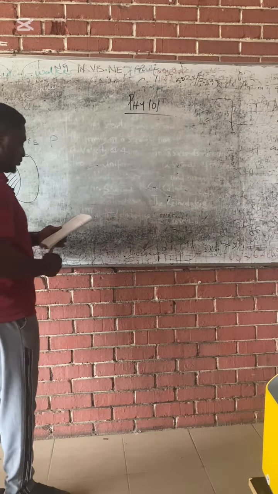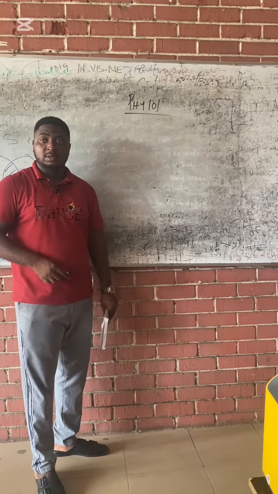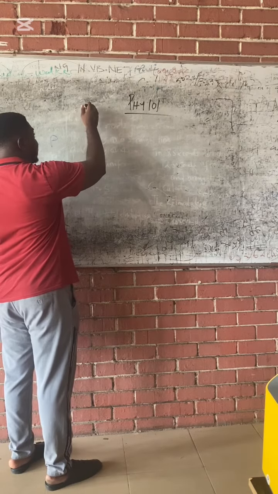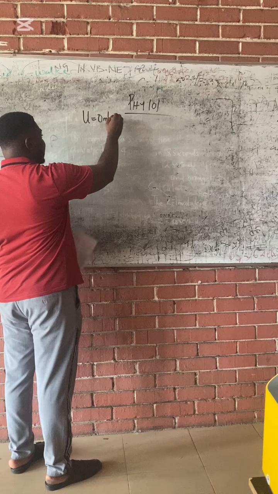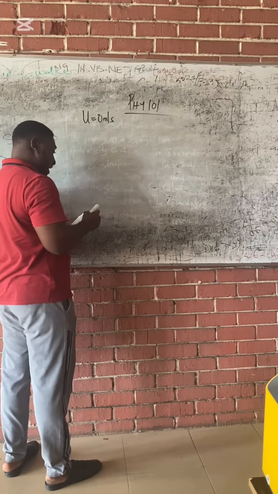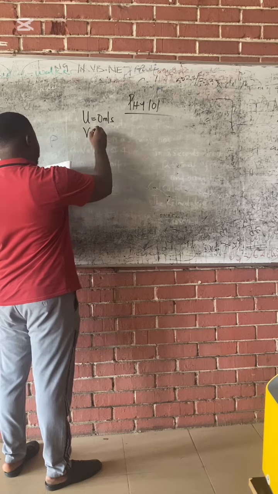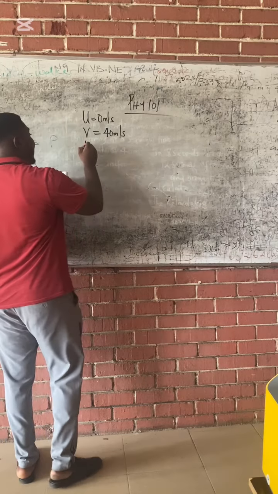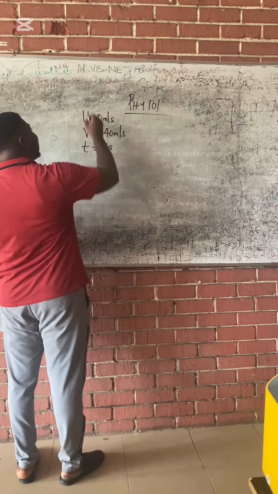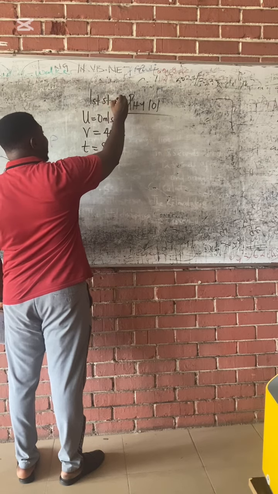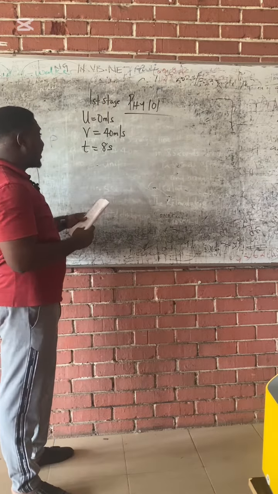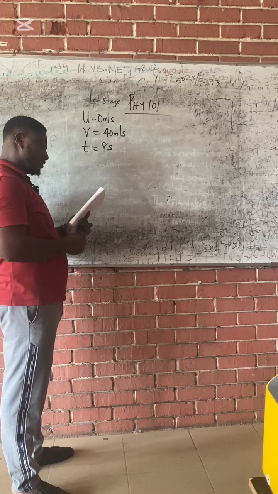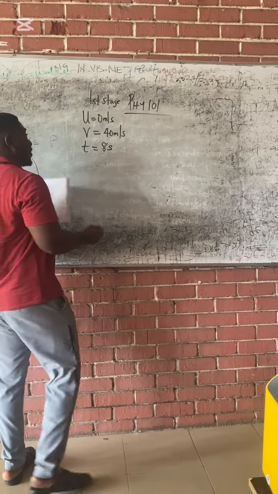Class, a body starts from rest means U is 0. Initial velocity is 0 meters per second. And accelerates uniformly in a straight line until it reaches a velocity V of 40 meters per second in time 8 seconds. Class, this is the first stage, where the body accelerates.